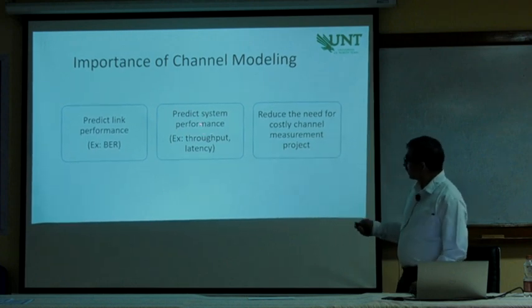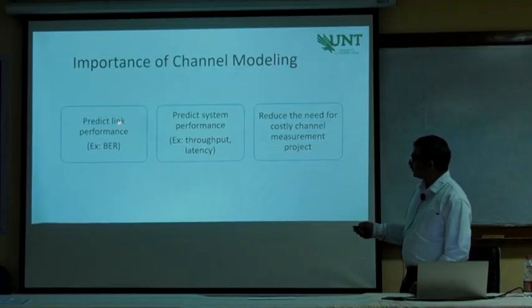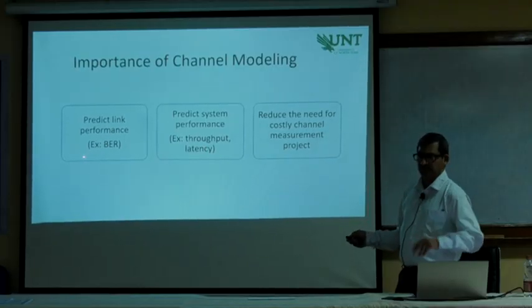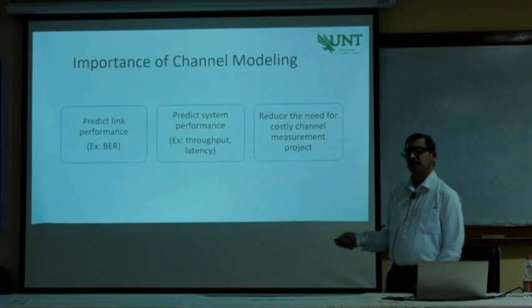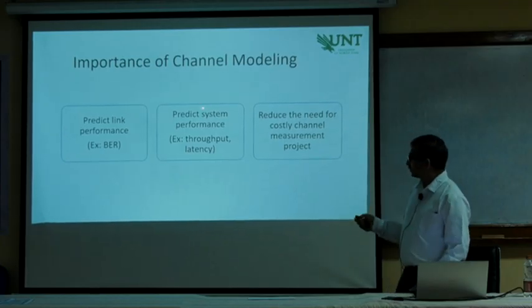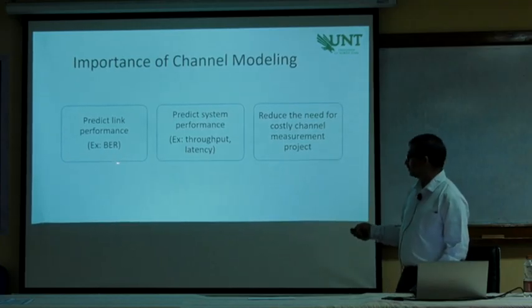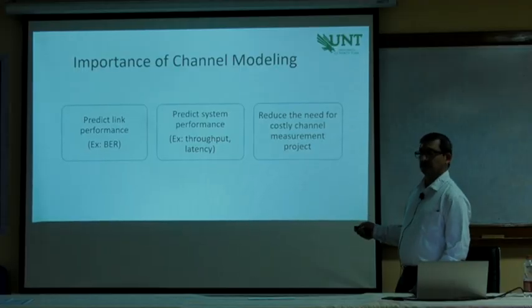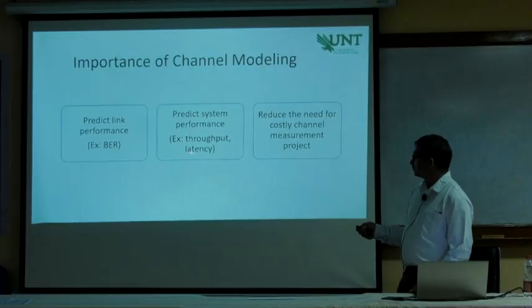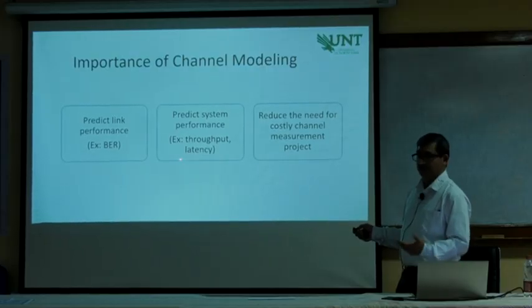Then, this is a link performance. Link performance is typically BER. BER is a good thing. Anytime you want to say what the performance of a communication is, this is one of the things that you do. Then throughput and latency. Throughput is data rate, and latency is the delay, round trip delay, for example.